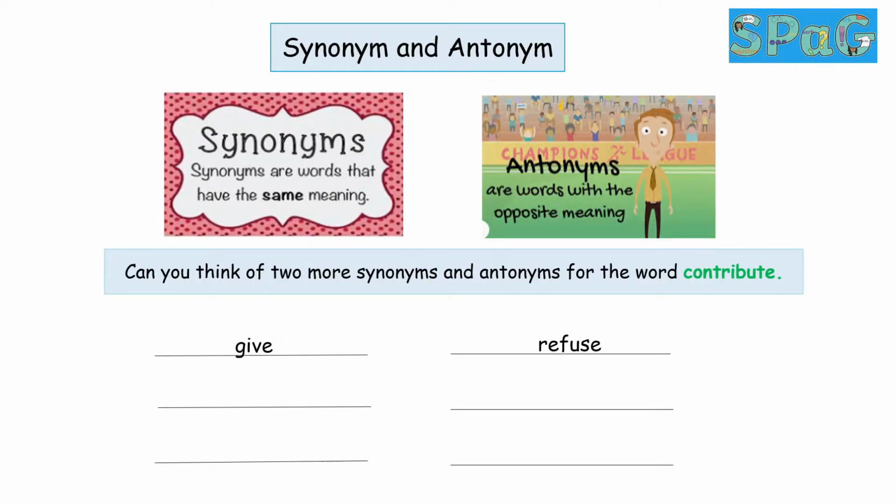Let's look at synonyms and antonyms for the word contribute. A synonym is a word or words that have the same meaning. Antonyms are words with the opposite meaning. Let's think of some synonyms and antonyms for the word contribute. Give is a synonym because it's similar in meaning. Refuse has the opposite meaning to give. Think of two more synonyms and two more antonyms.